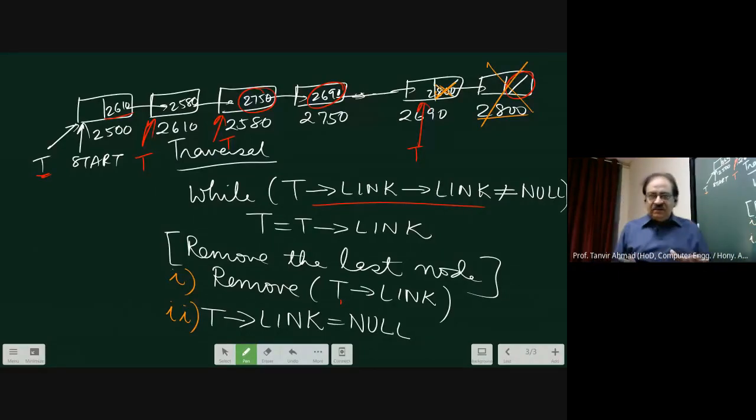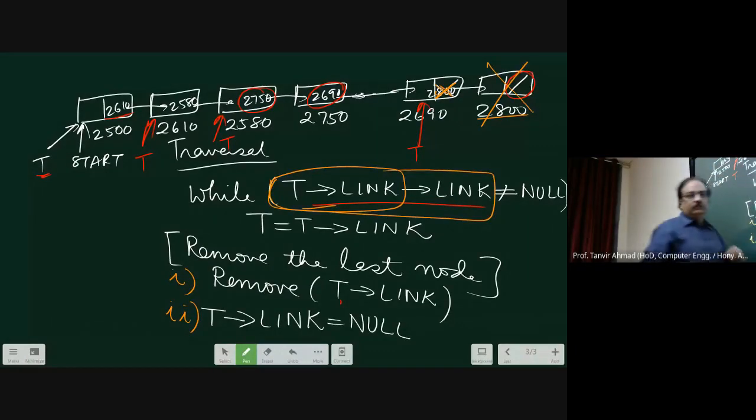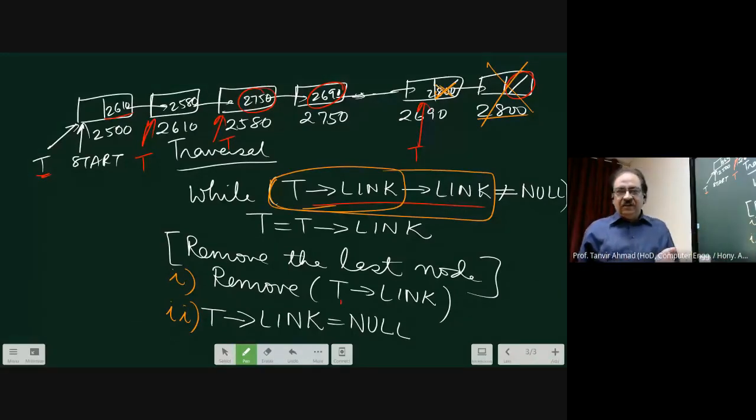Now, since this operator is left to right associative, it will first process this one, and then it will process this one. Therefore, there is no need to put brackets over there. Otherwise, if it were right to left, you would have to put a bracket. Okay, you know that.